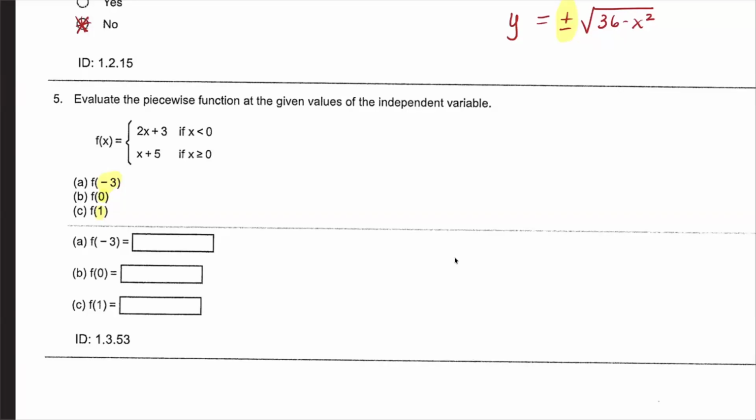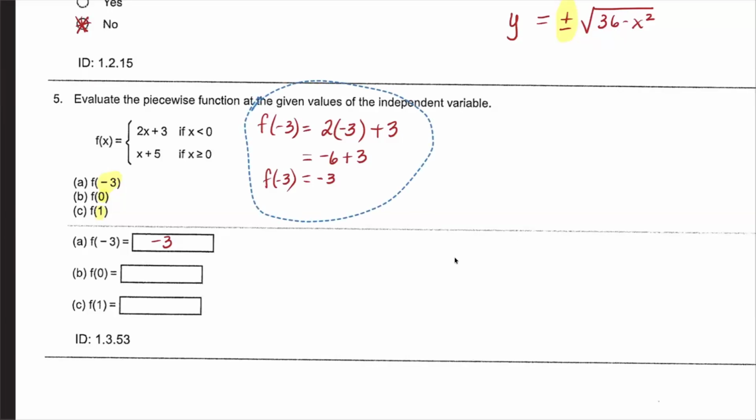So for f of -3, we have to put the -3 into the top equation. So 2x plus 3, but where there's an x, I'm going to place a -3. And then simplify. So 2 times -3 is -6, and then plus 3 equals -3. So f of -3 equals -3. That means when I place a -3 in for x, I get a -3 out for y.